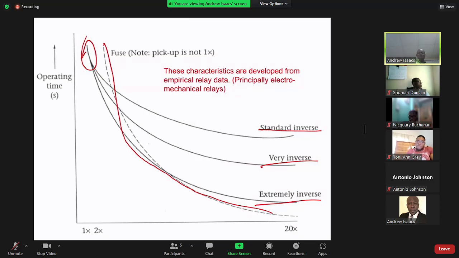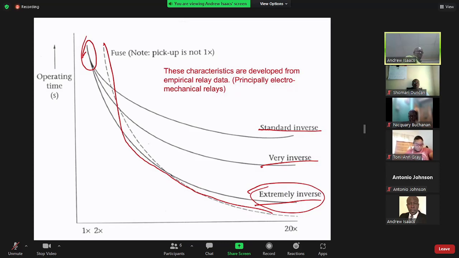The fuse is superimposed because one of the things we will note later on is that the extremely inverse is usually used in networks or parts of the network that have fuses as part of the protection system. So where you have fuses and you are also going to be using relays, then you'd use the extremely inverse. And as I mentioned at the beginning, the whole activity of coordination will require that you use characteristics that are close together, because that will reduce the difficulties associated with coordination.